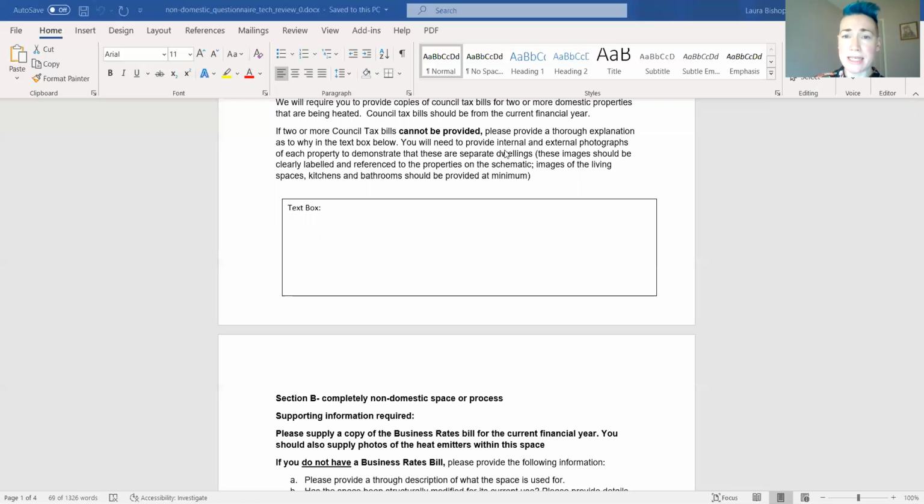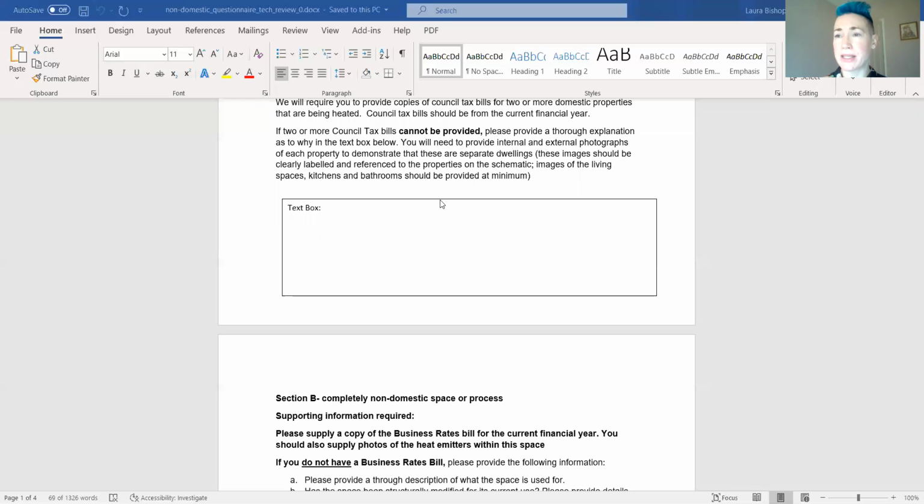You need to provide internal and external photographs of each property to demonstrate these are separate dwellings, and they should include images of the living space, kitchen and bathroom, and there will also be a requirement for showing front doors. So you can prove that these are all 3, 4, 5 separate properties, and they are not derelict.